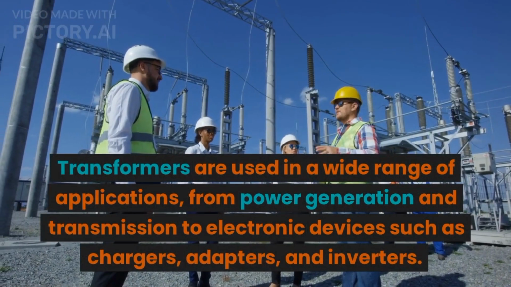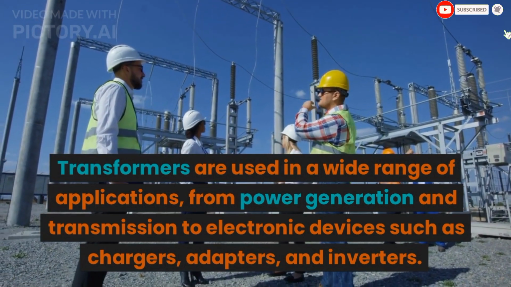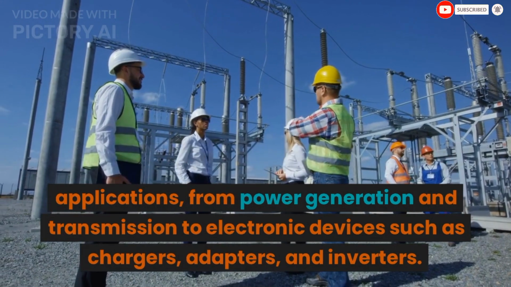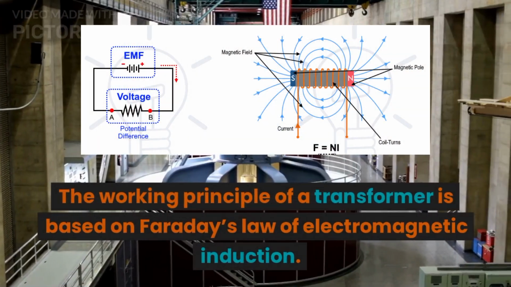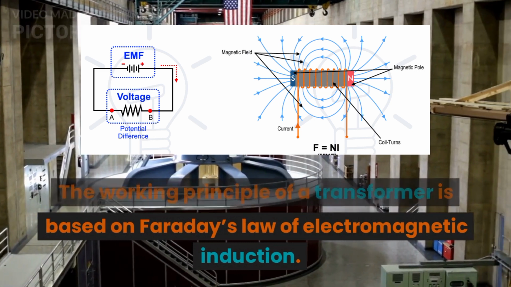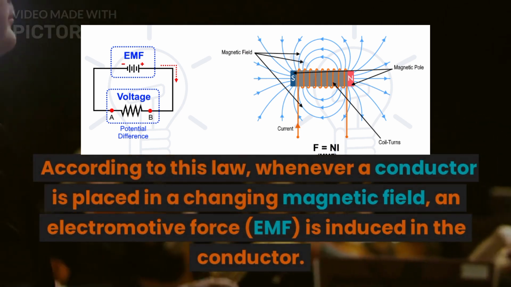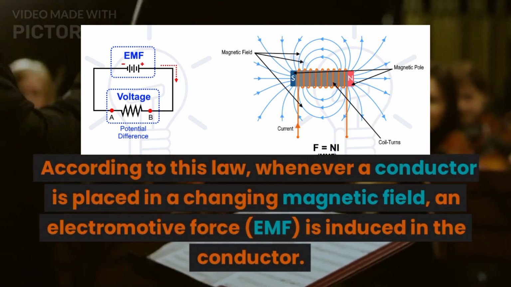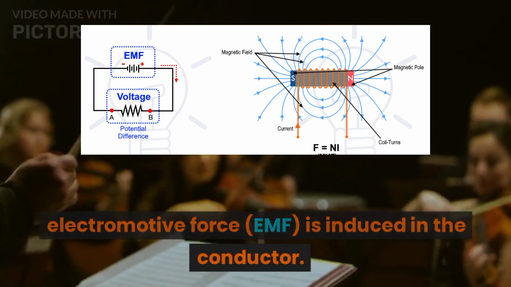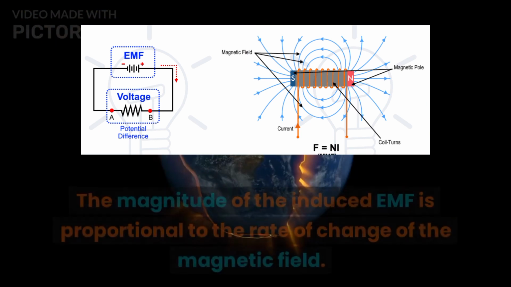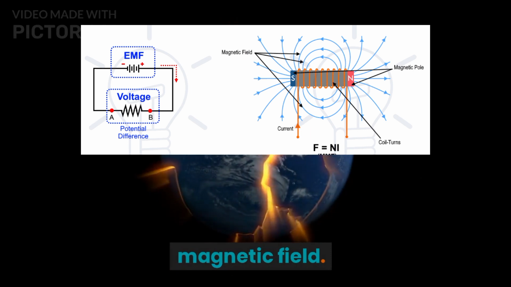Transformers are used in a wide range of applications, from power generation and transmission to electronic devices such as chargers, adapters, and inverters. The working principle of a transformer is based on Faraday's law of electromagnetic induction. According to this law, whenever a conductor is placed in a changing magnetic field, an electromotive force (EMF) is induced in the conductor. The magnitude of the induced EMF is proportional to the rate of change of the magnetic field.